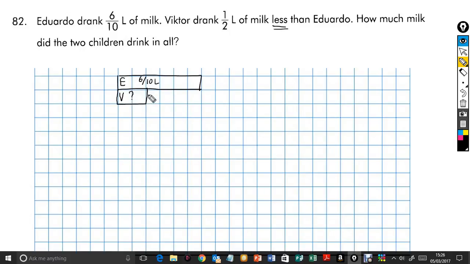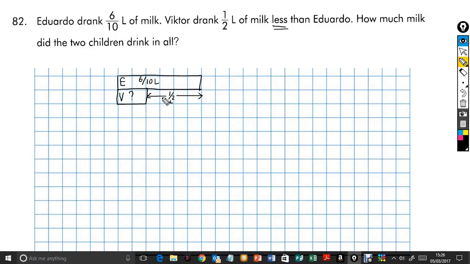What I do know, though, is that he drank half a litre less than Eduardo. So I know the difference between what Victor drank and Eduardo drank. So that's that bit there. Right, and this is half a litre. Okay, that's half a litre. I suppose I should put that there, half a litre.